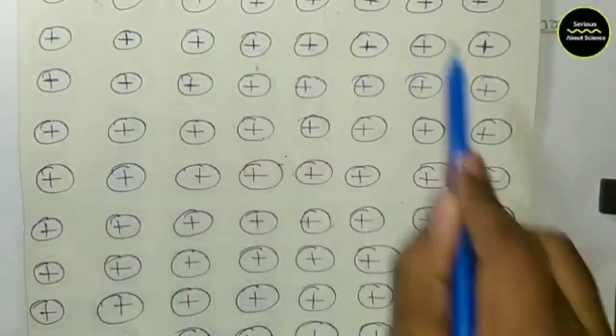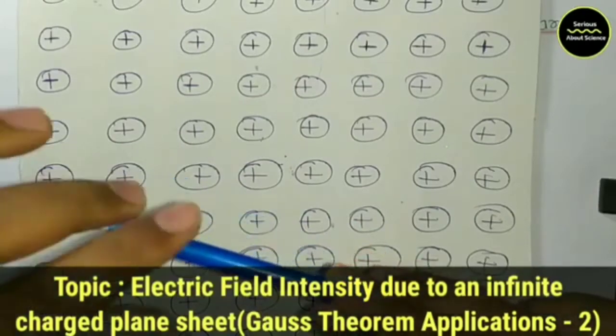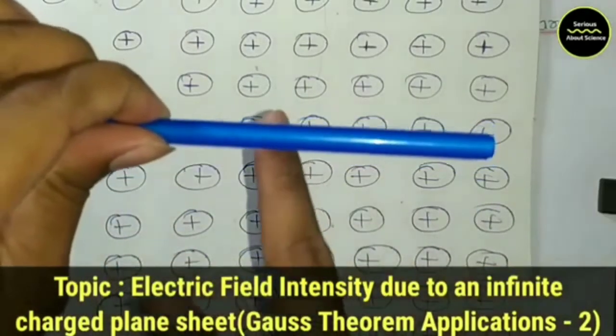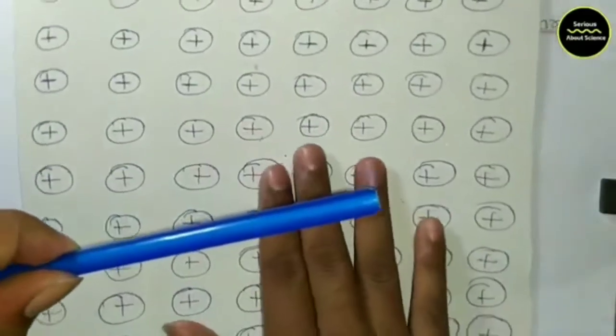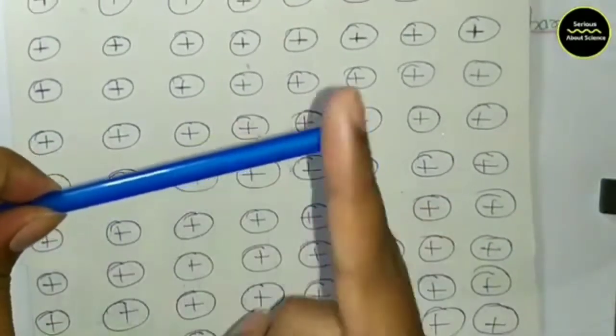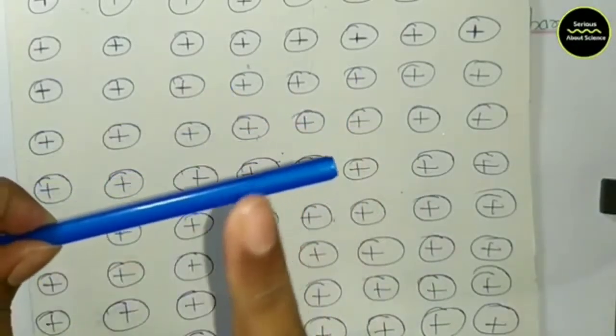Today we discuss the second application of Gauss theorem, that is, the intensity of electric field at a distance r due to a uniformly charged infinite plane sheet. Let us consider a thin infinite plane conducting sheet of charge like this, on which charge given is plus q.